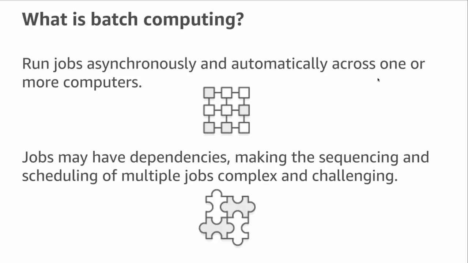So sometimes, a secondary job will have a dependency on our first job. So the order that these jobs complete is important, and so it's important that you have a scheduler that can handle this kind of thing.